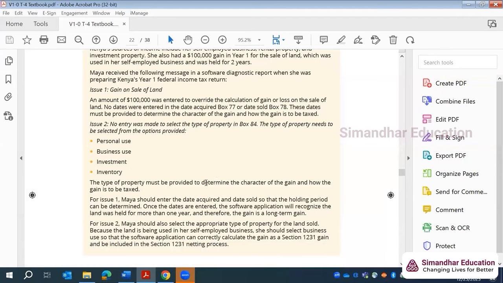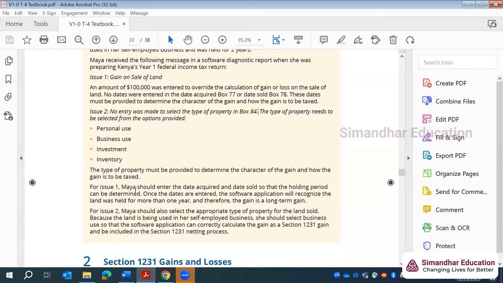The type of property must be provided to determine the character of the gain and how the gain is going to be taxed. So Maya should enter the date acquired and sold so that the holding period can be determined. Once the date was entered, the software application will recognize the land was held for more than 1 year. Therefore, the gain is a long-term capital gain.